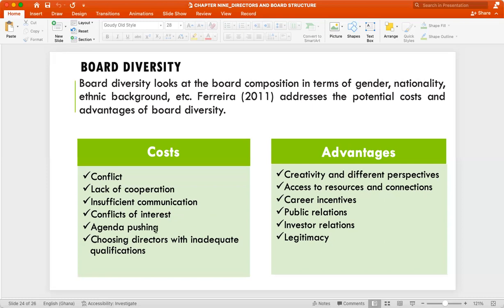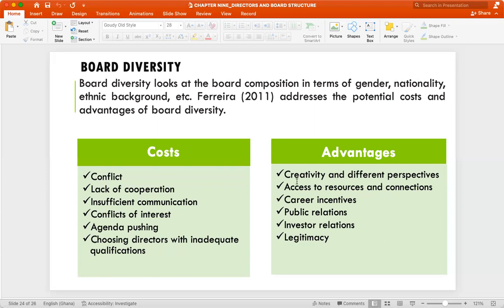It's very similar to agenda pushing, where they seek to project only issues that will serve their interests or where they are represented. Then it could lead to choosing directors with inadequate qualifications. Just because there is the need for a female doesn't mean we should pick any female who doesn't have knowledge when it comes to management and governance of companies. But that is where companies could get into. Because there is the need for diversity, people will be elected to be on the board without the requisite knowledge and qualifications just because they want the board to be diverse.